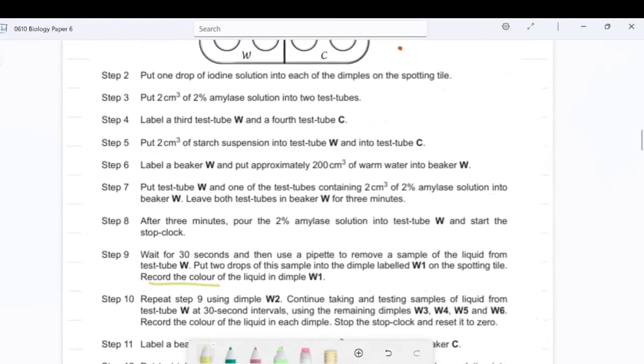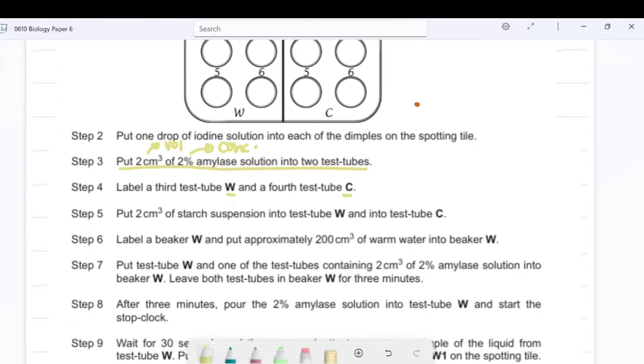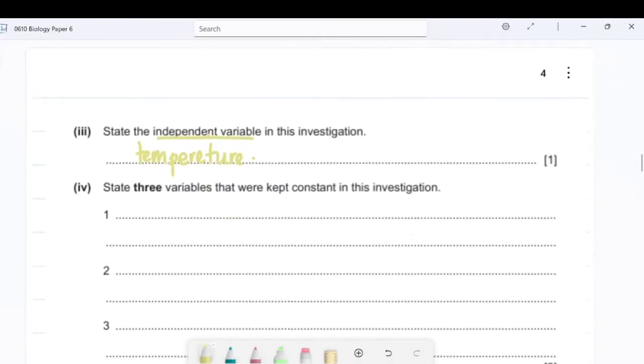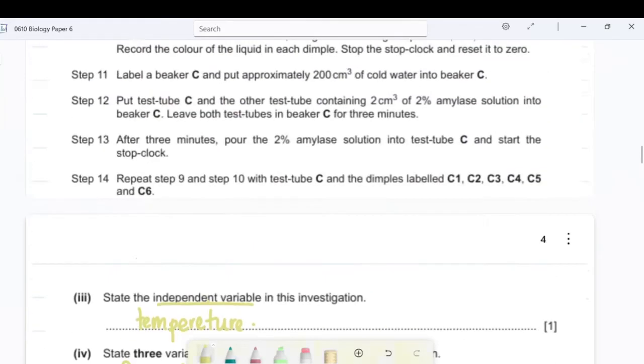So if I look at here, they tell me put 2 centimeter cubes of 2% amylase solution into 2 test tubes for cold water and hot water. Now, you need to take same volume of amylase solution. So that's my first one. Okay, be as specific as you can. You don't have to say 2 centimeter cubes, you just need to say same, and that's essentially your keyword there.